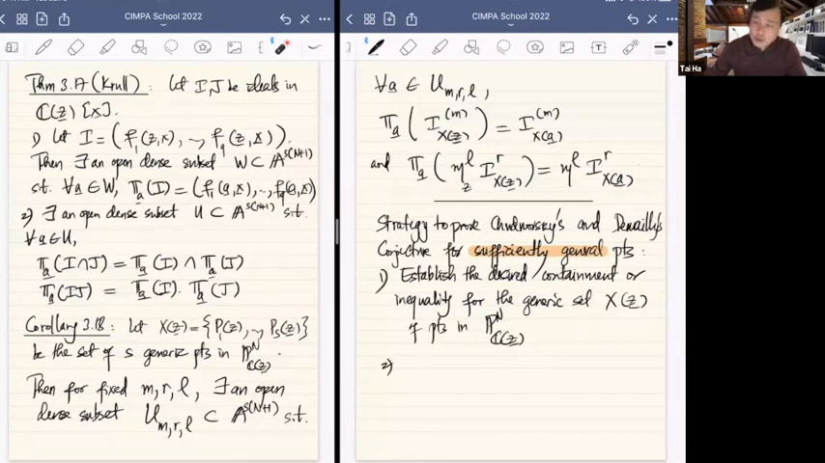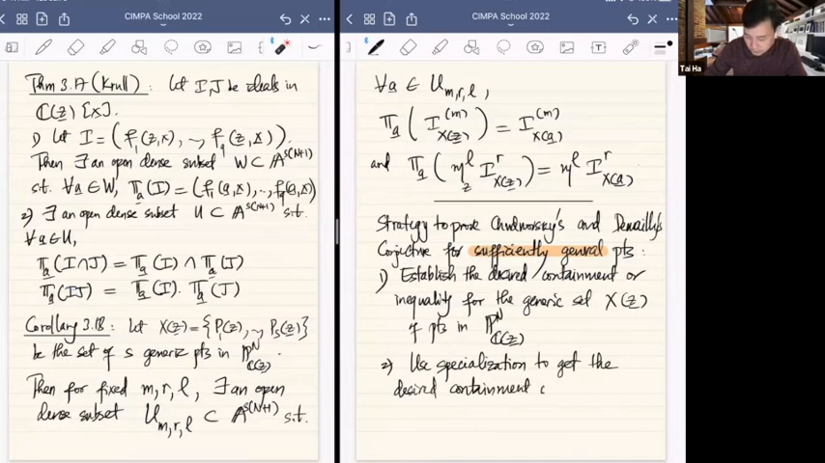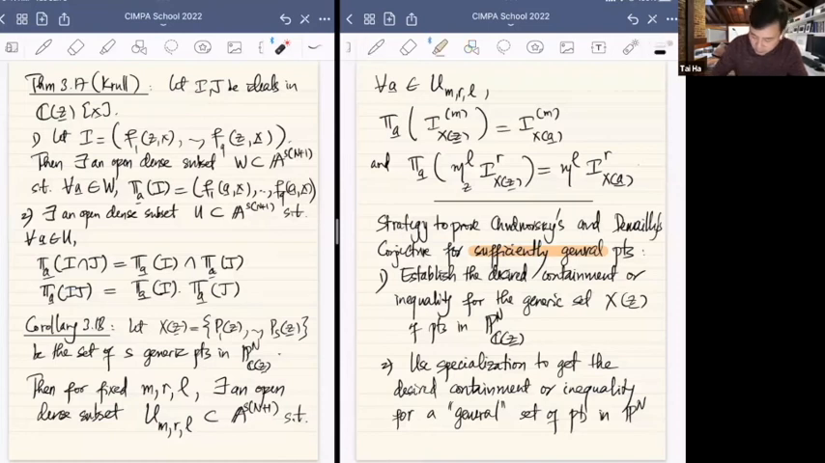And then we specialize, right? So use specializations to get the desired containment or inequality for a general set of points in P^n. And again, I put general in quotation marks because we don't know how general it has to be.